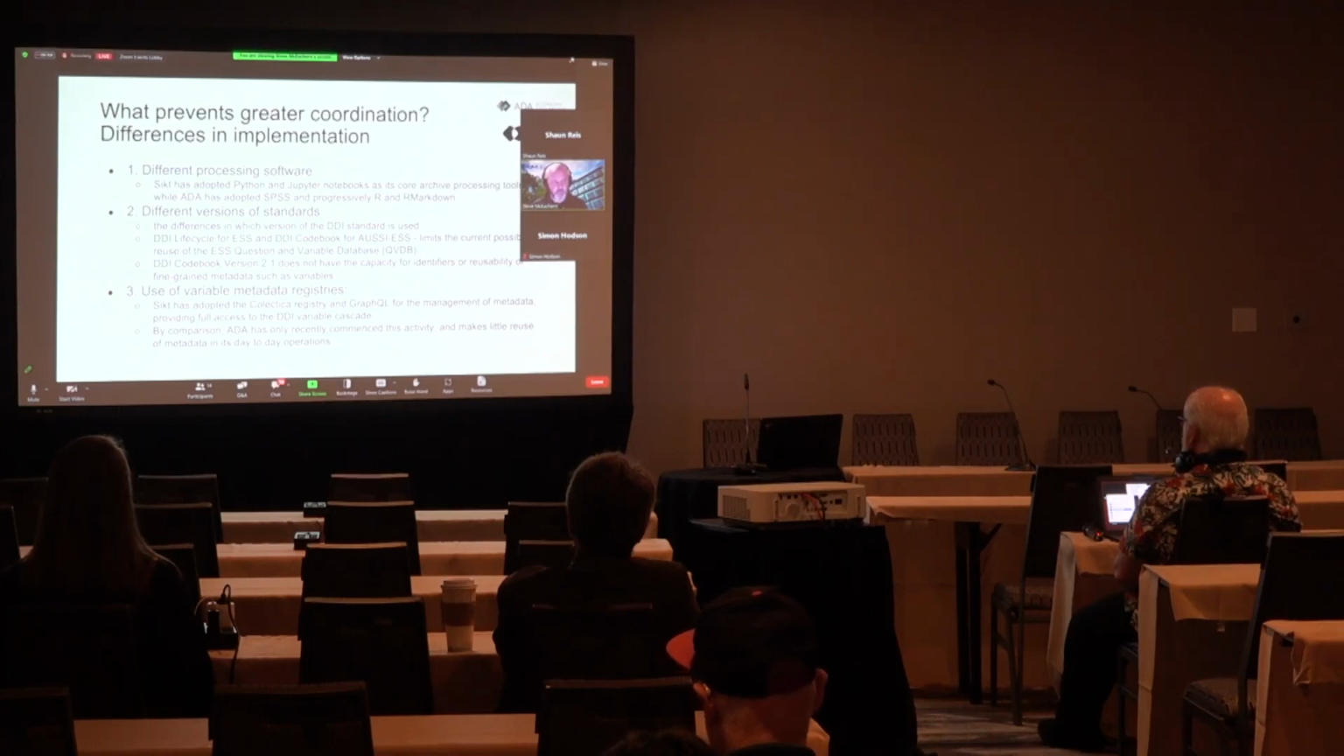Different processing software means that code reusability is more limited, although there is the capacity to move between Python and R. They're able to talk to each other increasingly so. There are different versions of standards, particularly ADA uses DDI Codebook version 2.1, which is embedded in the Dataverse platform that we use. Reusability is not built into that, particularly machine reusability. SICT uses DDI Lifecycle 3.2 and is based in Colectica. That's much more reusable.